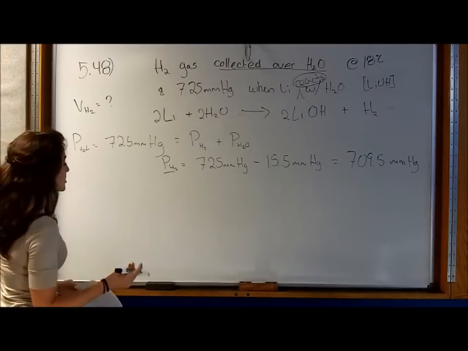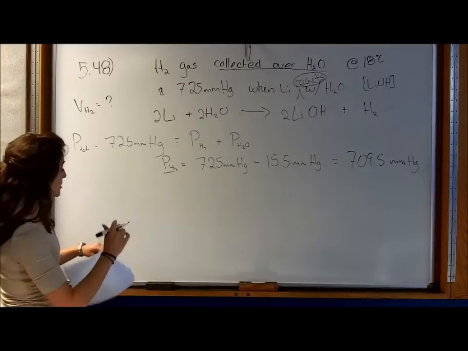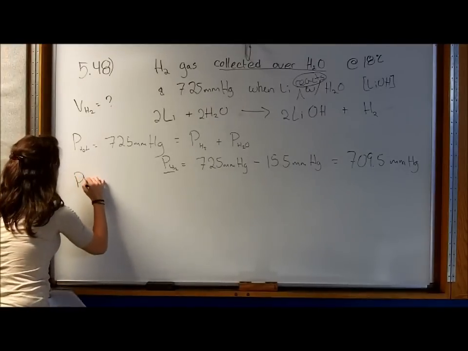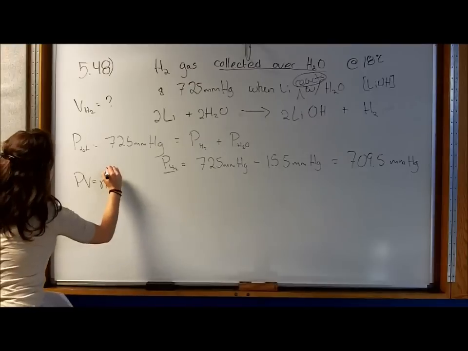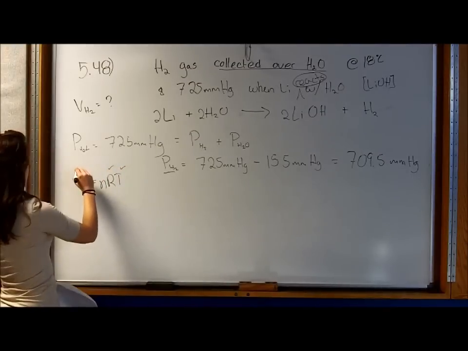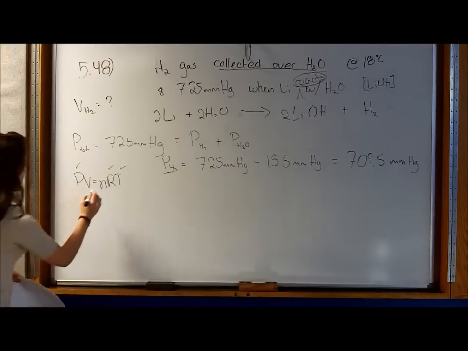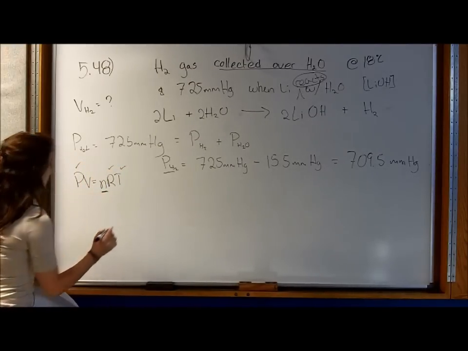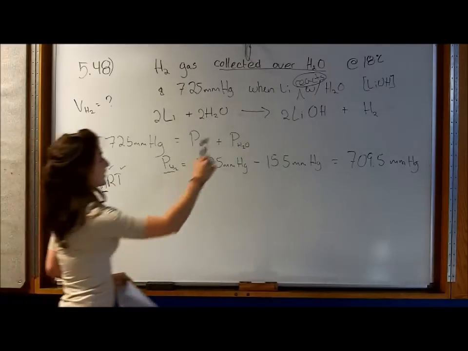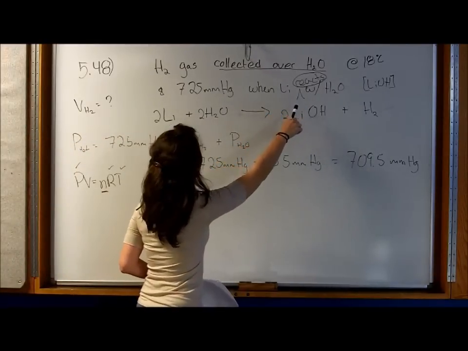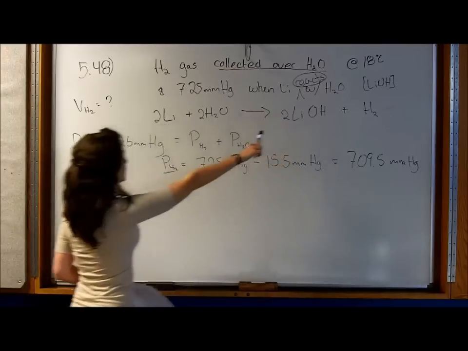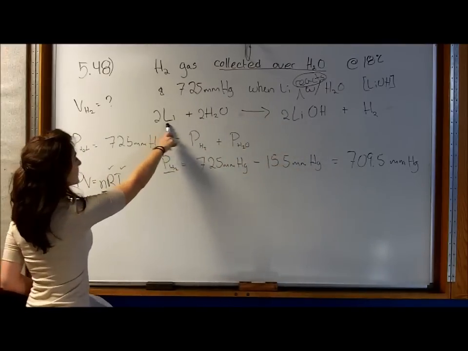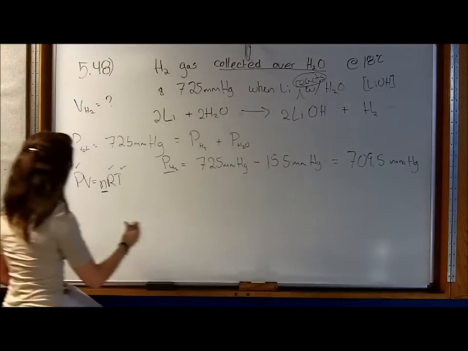Now to relate temperature and pressure and moles, we have our handy PV equals nRT equation. So we have R, we have temperature, we have our pressure. Now we want moles of H2. To find that, we have grams of lithium, and we have our reaction. So we can convert the grams of lithium to H2.